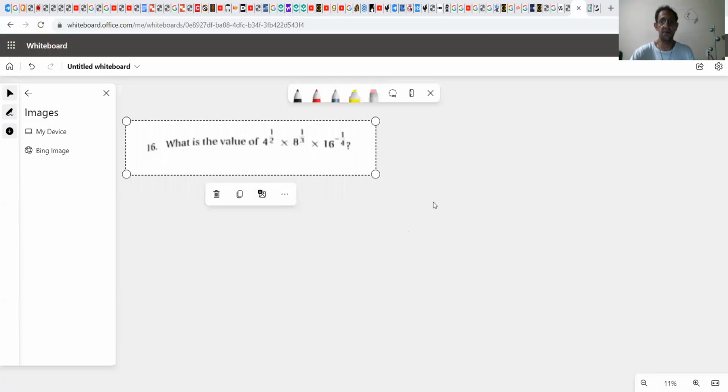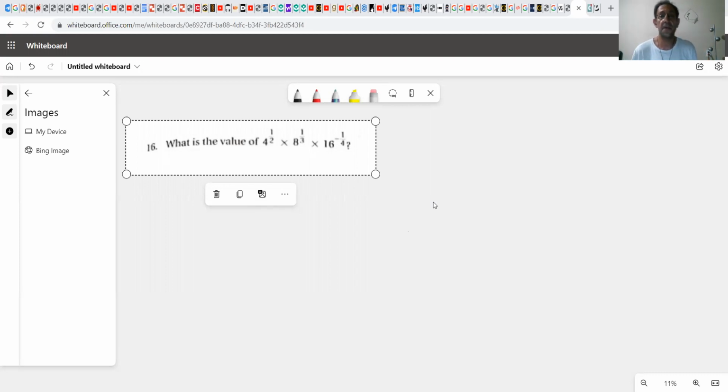Okay, so let's do another problem. Let's take a look at what we have here. Here we have a question where you basically give an answer. They don't have choices here, so it's just going to be a number answer that we get. So it says, what is the value of 4 to the 1/2 times 8 to the 1/3 times 16 to the -1/4?